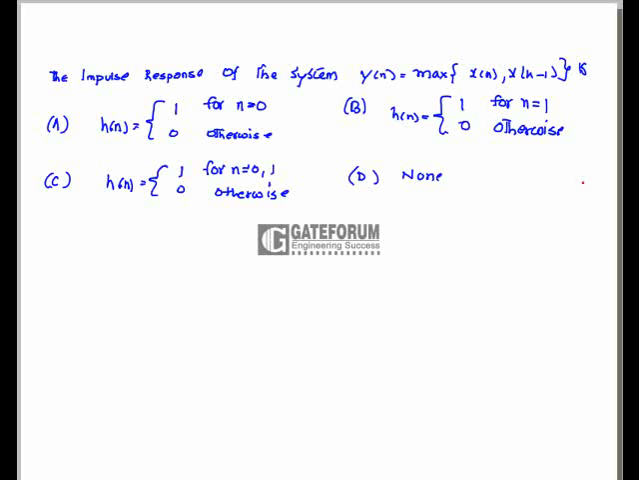The response of a system is given as y of n equals the maximum of x of n and x of n minus 1. Here, from the data itself, y of n is choosing the maximum of the given 2 signals, so it is a non-linear system. If a system is non-linear, we cannot describe it completely by its impulse response. So the option is none of them, that is, option D is correct.